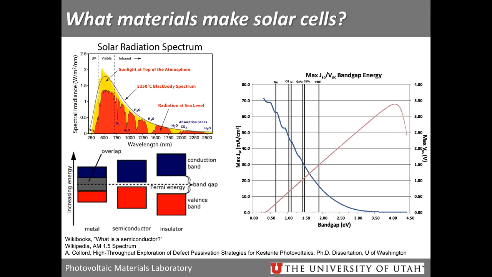Okay, so let's talk about what materials make solar cells. In the top left corner, we have the spectrum of light that hits the Earth. The yellow is what spectrum you'd see at the top of the atmosphere. You may know it can be approximated by black body radiation, which is the gray curve. However, the atmosphere absorbs significant radiation. So what we use down on the ground is known as the air mass 1.5 spectrum.